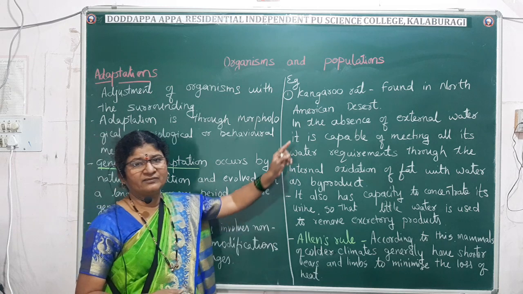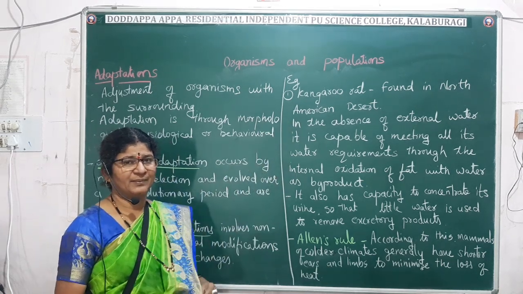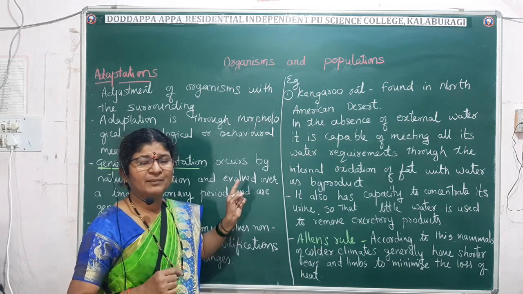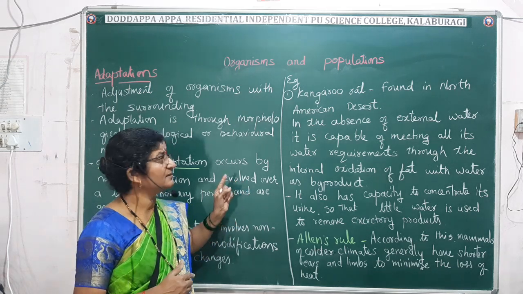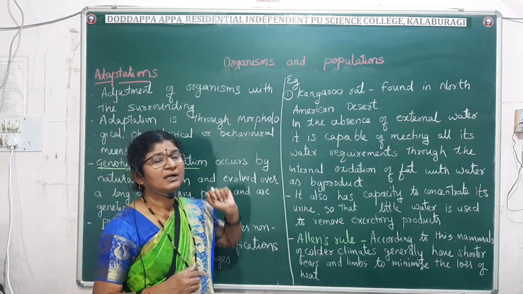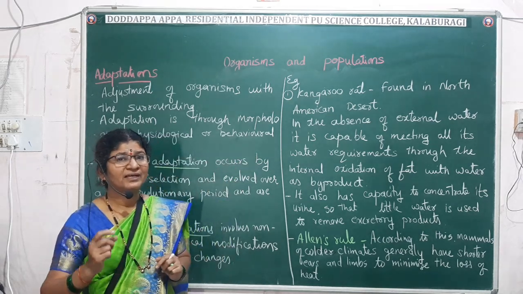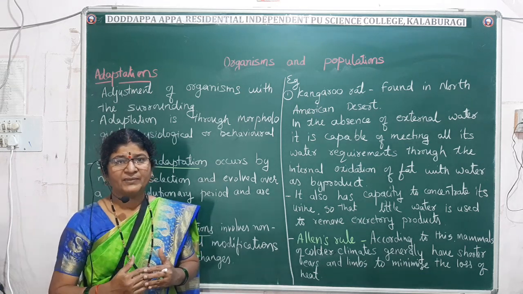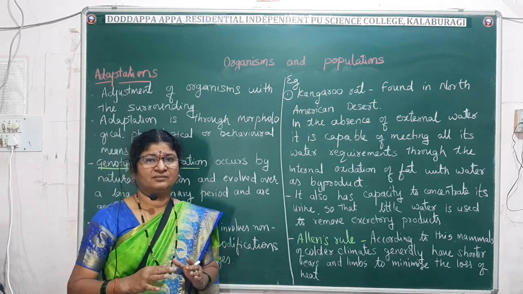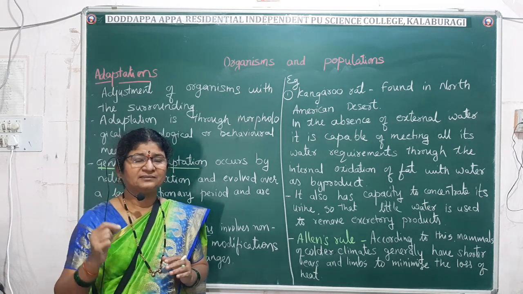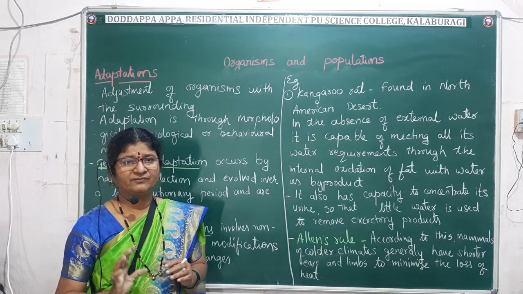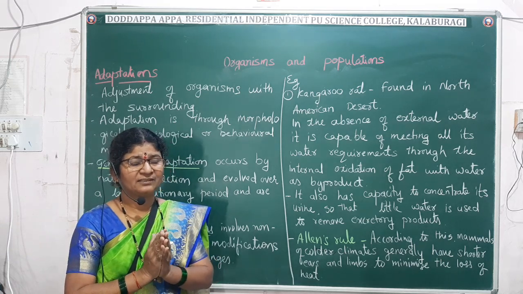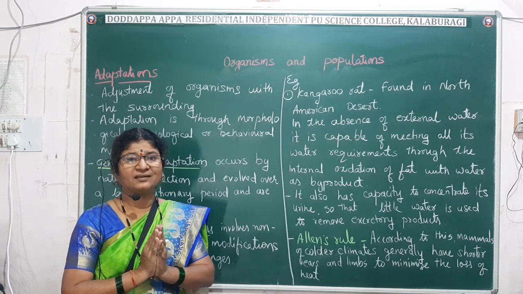First, here I have taken the kangaroo rat as an example. This rat is found in the North American desert, where desert means to your mind the scarcity of water comes. All the desert conditions you have studied. In the desert, the key factor is the scarcity of water, and all the organisms surviving there must get adapted to that condition.